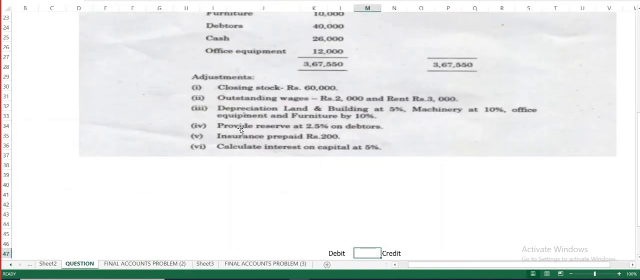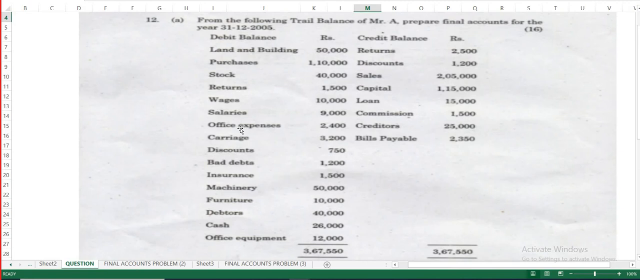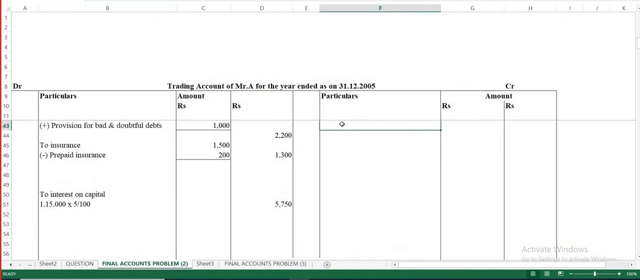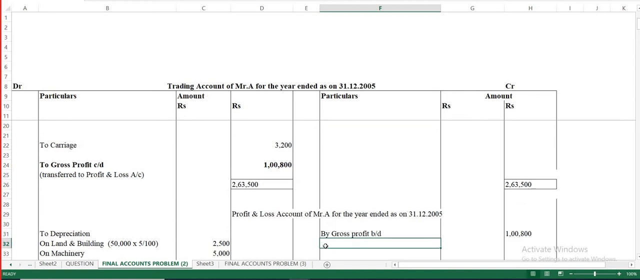Other than that, what other items will appear under the debit side and credit side of your profit and loss account? You just check it up. If you see on the credit side, discount, credit balance, discount received. So this 1,200 is your discount received. That we can enter on the credit side of your profit and loss account. By gross profit brought down, under that we can mention by discount received, and the amount 1,200 can be entered here.